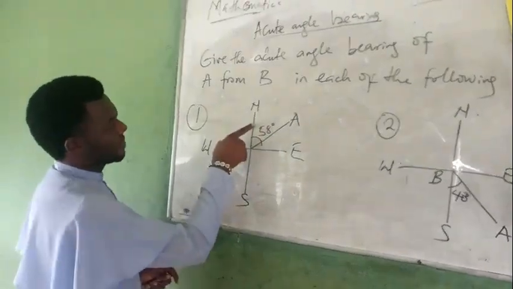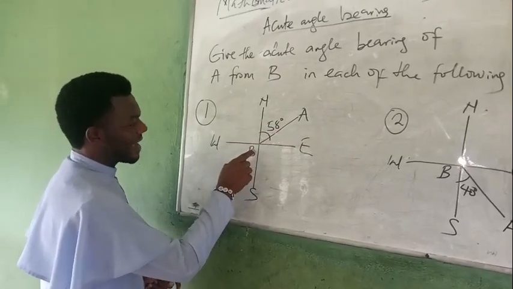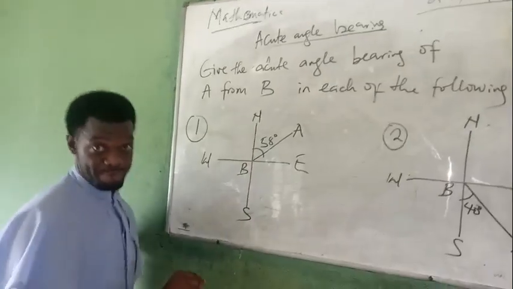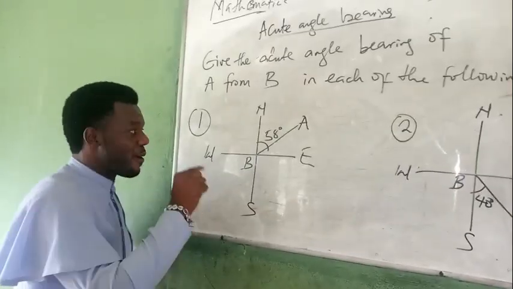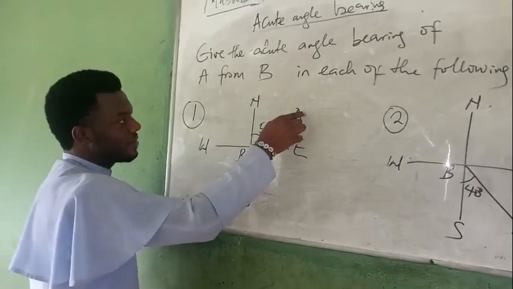So from the south, looking at this, it is 58. Look at the point we are considering. We are at point B, so everything is taken from point B. What is the direction of A from point B? Look at A here.